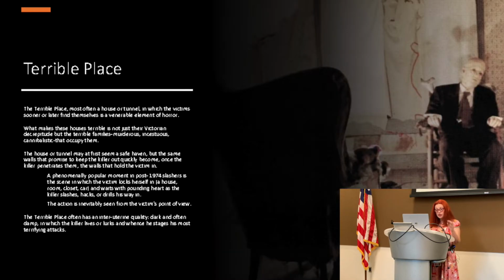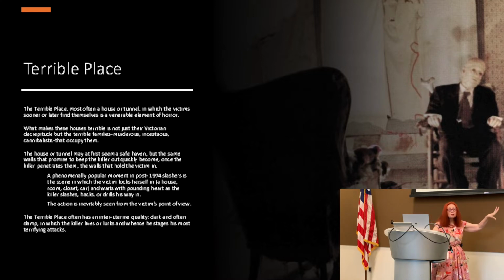So then we have the terrible place. The terrible place is most often a house or a tunnel in which the victims sooner or later find themselves, and they're really vulnerable. So what makes these houses terrible is not just their Victorian decrepitude maybe, but the terrible families, incestuous, cannibalistic, violent, that inhabit them.